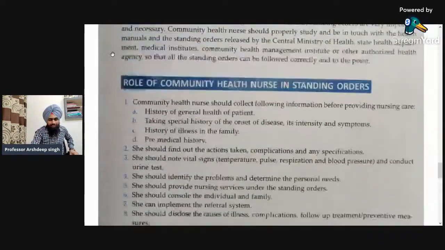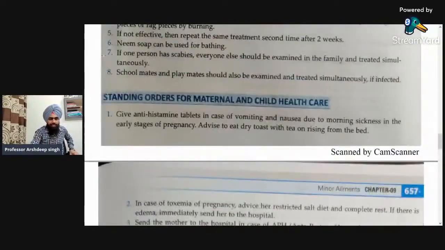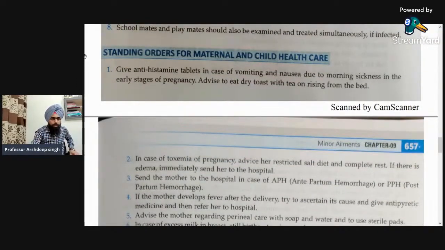So these are the last two topics, and after that, this topic of minor ailments will be completed. So the last two topics are standing orders for the maternal and child health care. As I already said, and I always say, maternal and child health is one of the most prominent topics of community health nursing. Almost all the topics of the national health program that we study in community health nursing are totally based upon maternal and child health nursing care. Either a single part or the whole of the program is based on that.